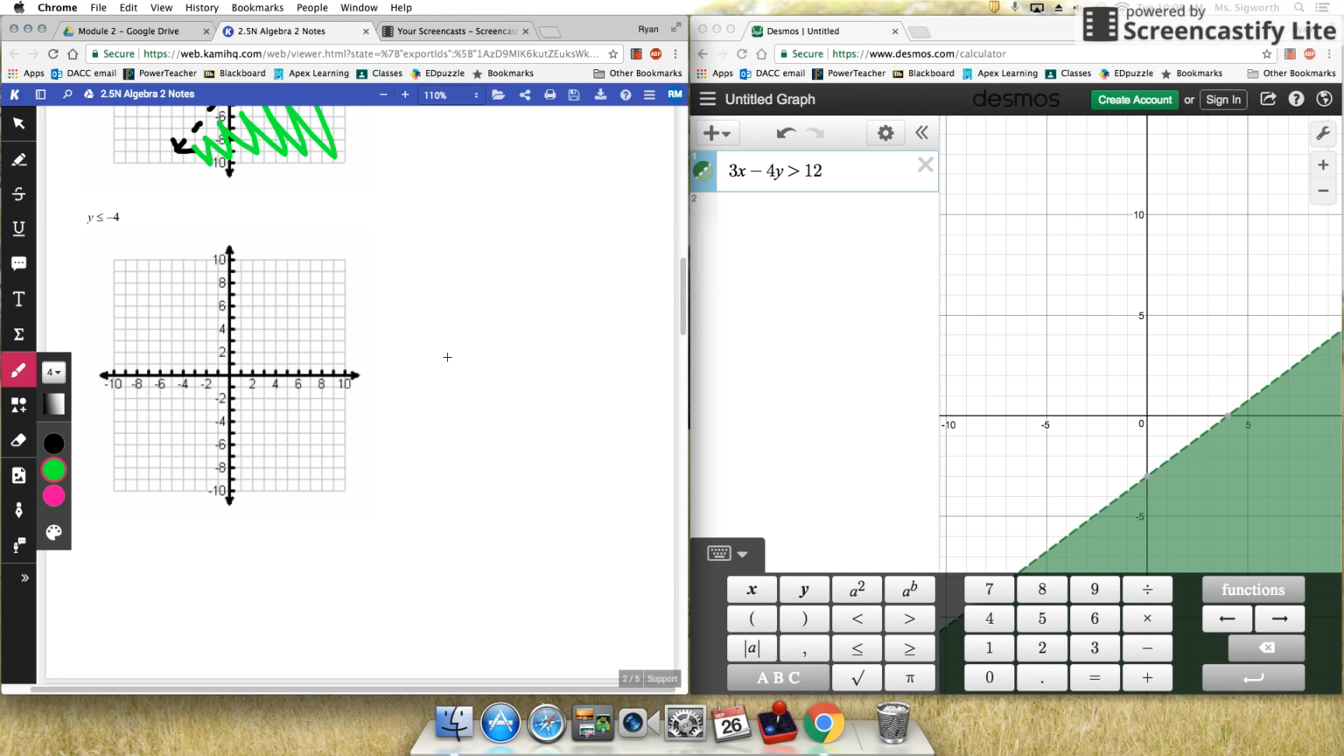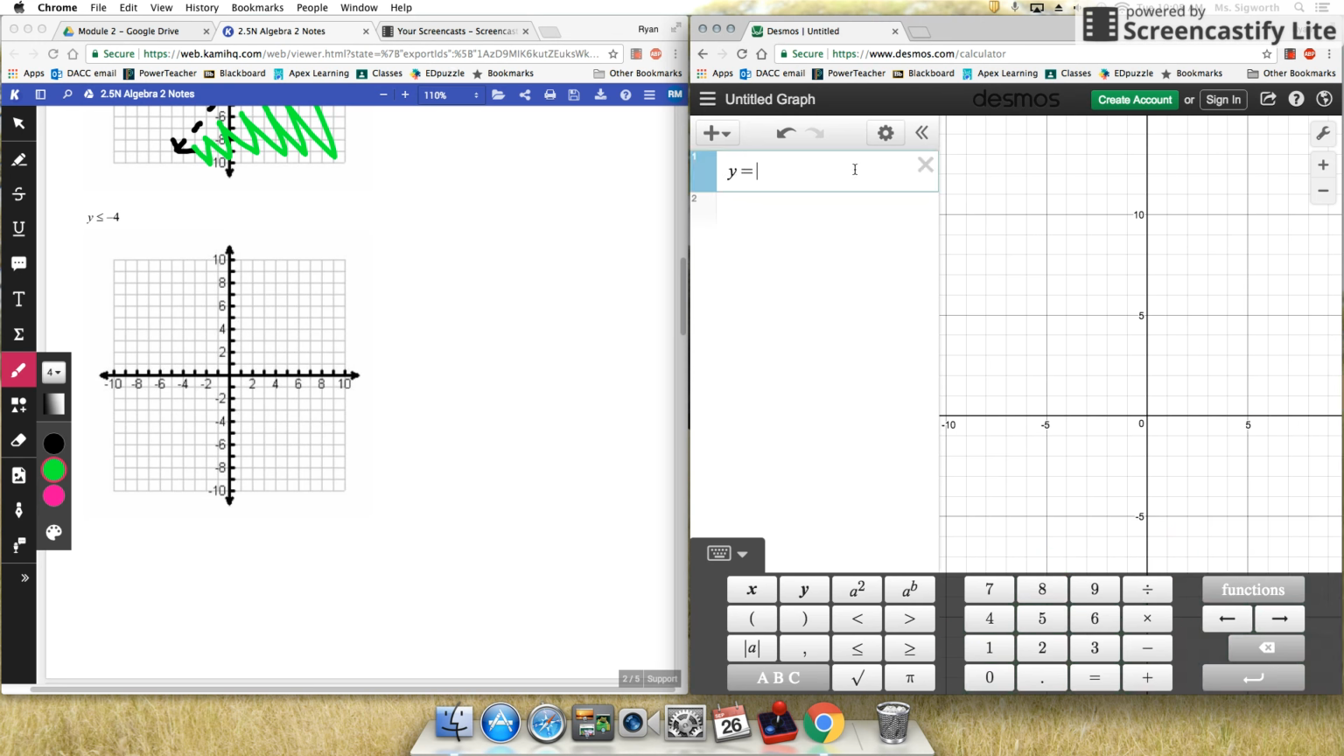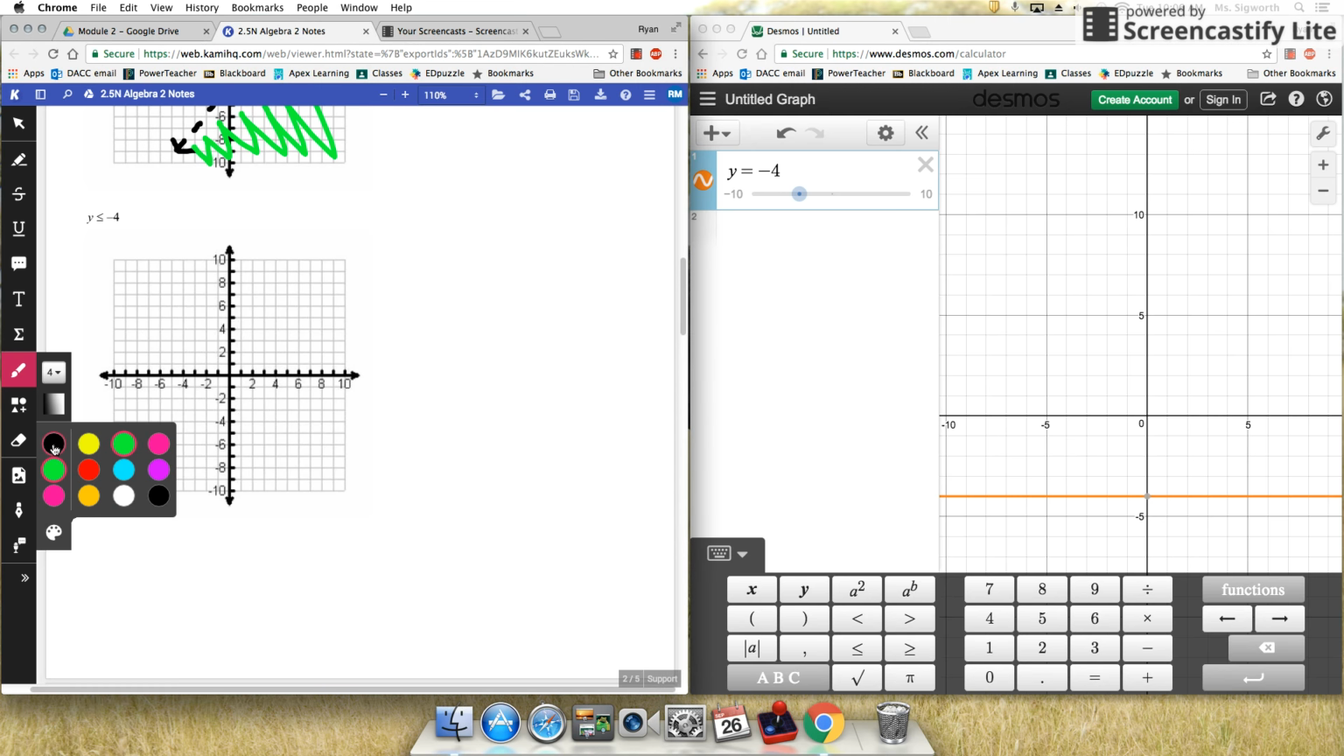Okay, let's look at this last one. Y is less than or equal to -4. Again, step 1 says let's look at it as though it was an equation. And you probably already know this is a horizontal line crossing the y-axis at -4. So we know it crosses at -4. Oh, let me keep that black colored. It's less than or equal to, so a solid line. And then what region? Well, we can test 0, 0 to see.